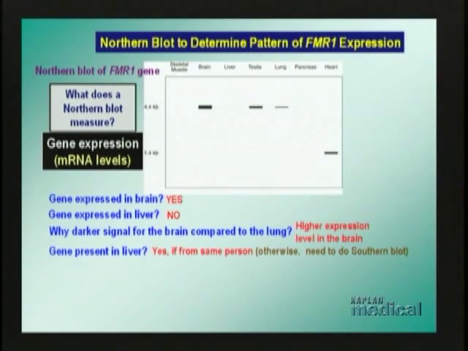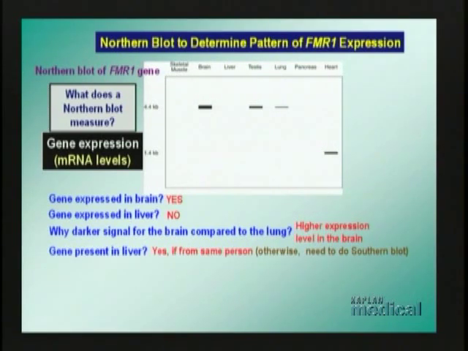After all, how do you know the liver didn't come from some sort of elephant? So if these came from the same individual, then the answer is indeed yes, but otherwise you need to do a Southern blot. What I'm driving at is, on a national board, read the question carefully. If they showed you a Northern blot and they say these bands, these messenger RNAs, are coming from the same individual, then the answer is yes, the gene is present in the liver. Even though it's not being expressed, it is present in the liver if it's from the same individual.